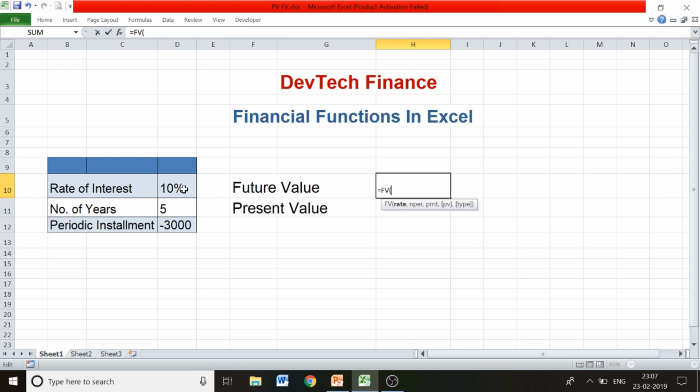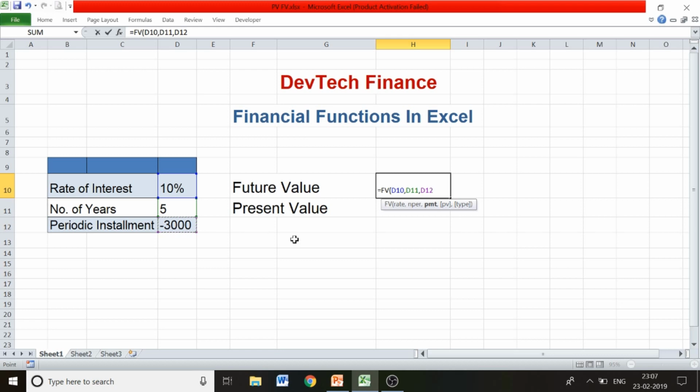So choose the interest rate, comma, the number of periods. NPER is denoting the number of years, number of periods. So here we are having 5 years, comma, what is the payment amount? What payment you are making? So this is the periodic installment, which is considered our payment.